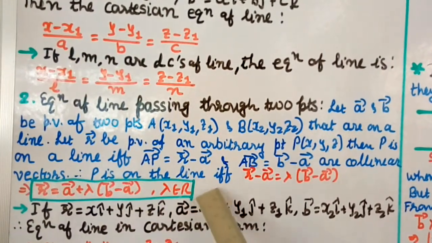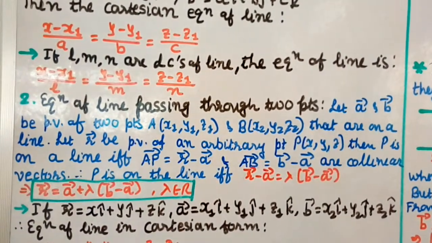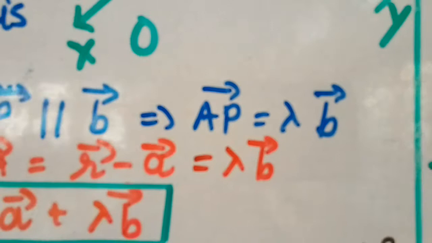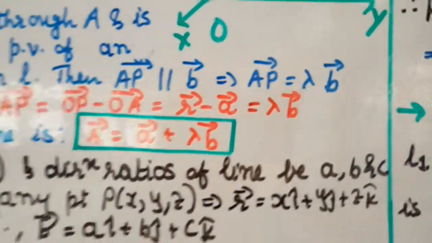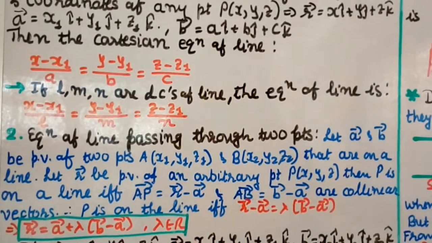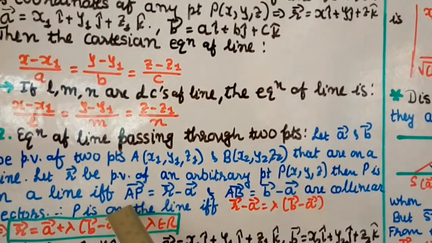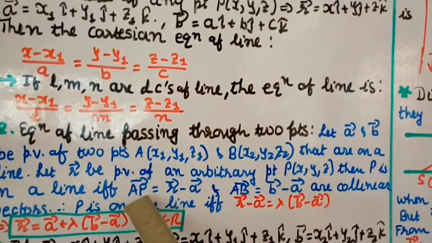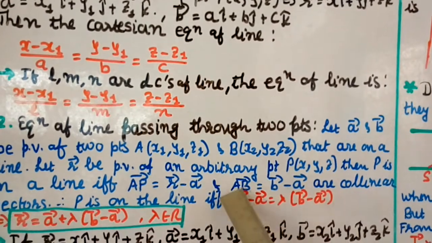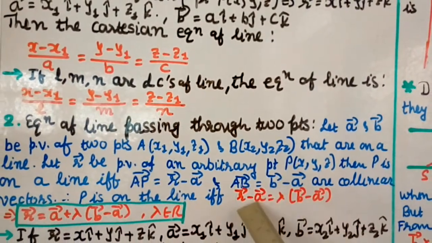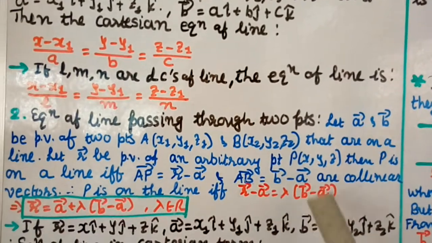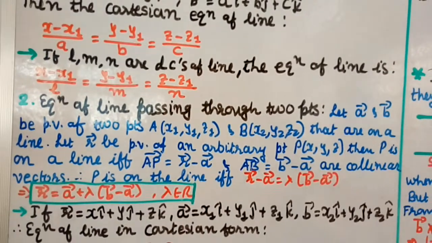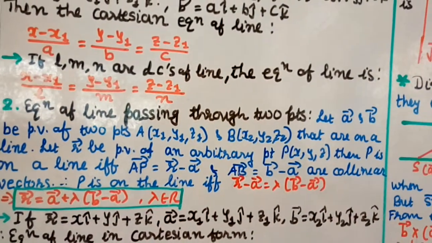Therefore P is on the line if and only if, as we already said for parallel lines, we use this relation. Similarly, when two vectors are collinear, we get the same relation. So here we are using collinearity. That means AP equals lambda times AB. So AP is r minus a, equal to lambda times AB, that is b minus a. Now if you transfer this minus a over, it becomes plus. So you get vector r equal to vector a plus lambda times (b minus a), where lambda belongs to R. So this is the vector form of the equation of a line when two points are given.